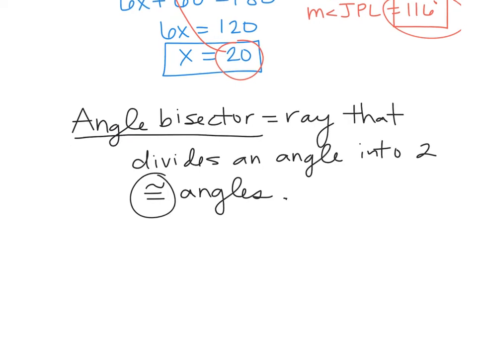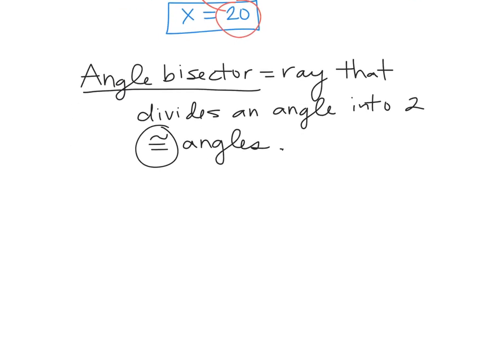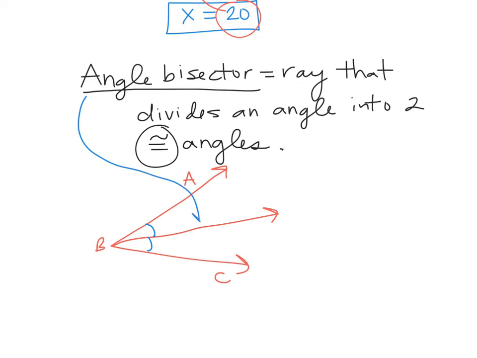So an angle bisector will look something like this. You'll have an angle. So say this is angle ABC. And we draw in a ray here so that this angle is congruent to that angle, okay? This would be considered the angle bisector. So BD, ray BD, is an angle bisector. Okay?